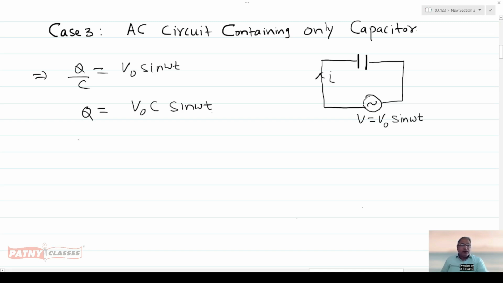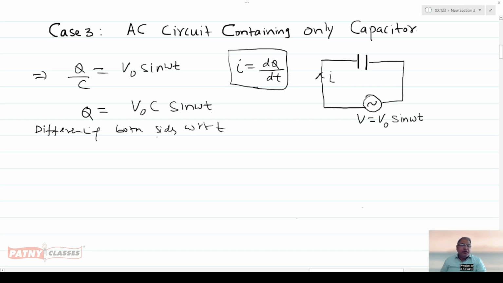So how to get the current? We can get the current because we know that current is nothing but the rate of change of charge, dq by dt. That means to get the current, we have to differentiate both sides with respect to t. So we get dq by dt equals the differentiation of V naught C sine omega t with respect to t. But dq by dt equals I.